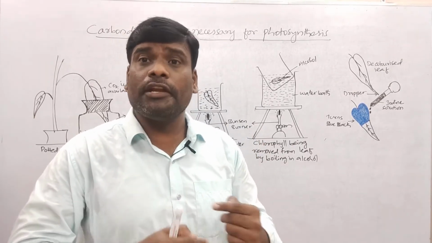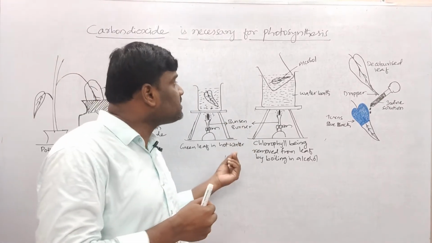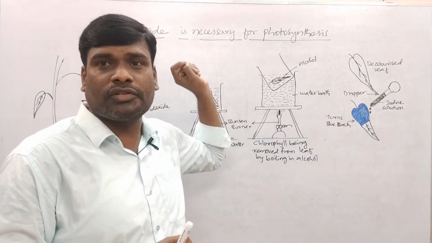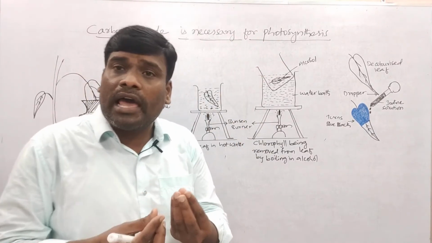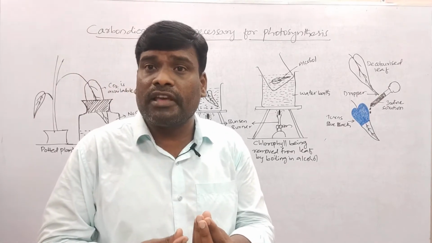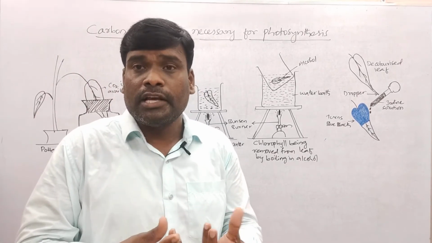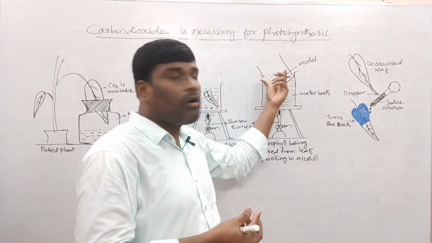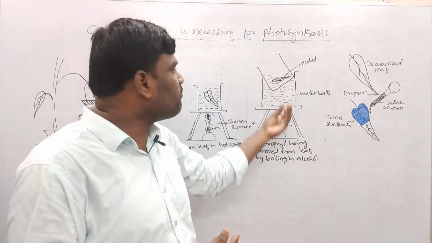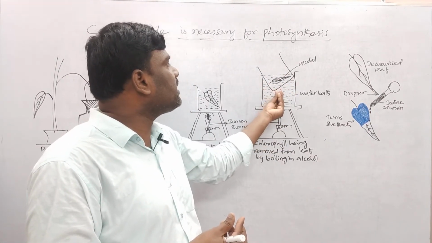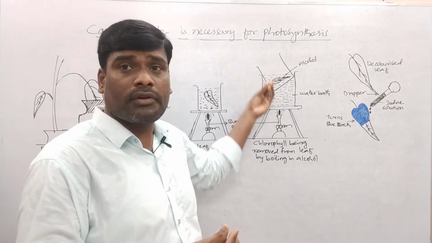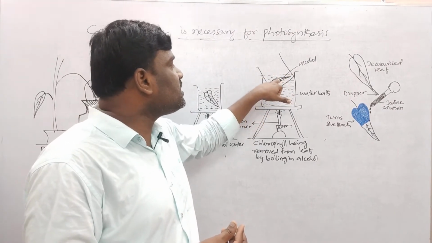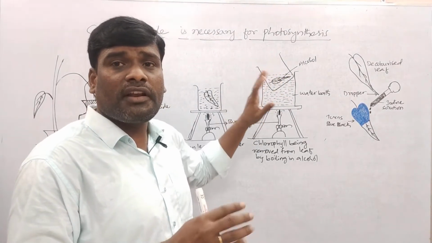For that, we have to place this leaf in hot, boiled alcohol, children, isn't it? We cannot boil the alcohol directly, because it is inflammable. It catches fire easily. So we place the alcohol beaker in a water bath, so that when the water boils, the alcohol in this small beaker also gets boiled. When it boils, the chlorophyll pigments in the green leaf will be removed.